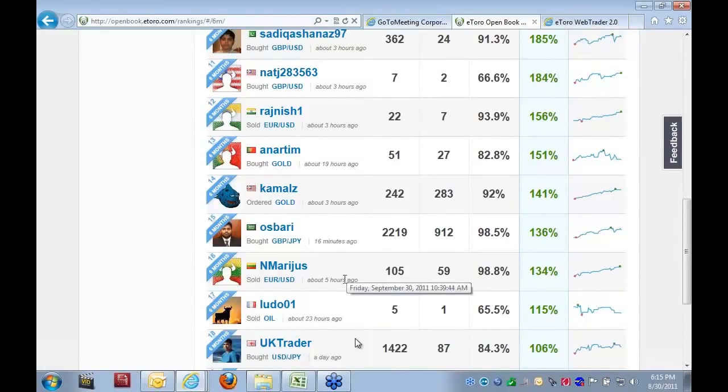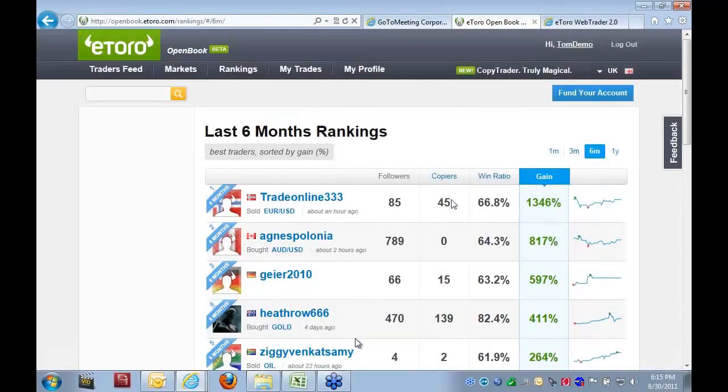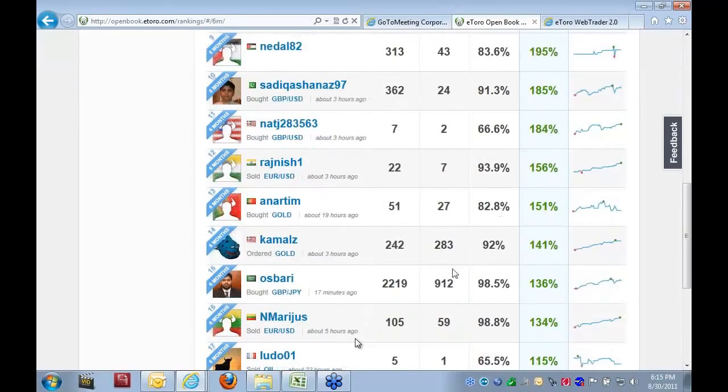Let's pick a trader. How about this one? 134% is nice. 98.8% of the positions that he opened resulted in profit. Because we have two ways of segmenting these traders. We have percentage of gain and we have winning ratio. Percentage of gain is how much money you gained on top of the money that you already invested. Winning ratio obviously means how many of the positions that you opened resulted in profit at the end. So this guy is a success story.